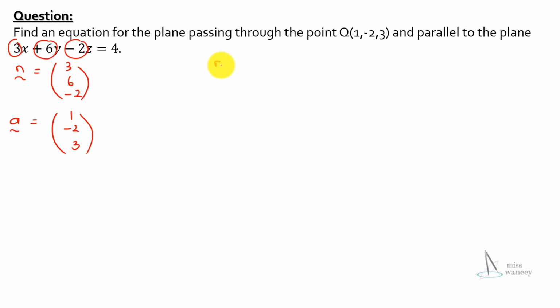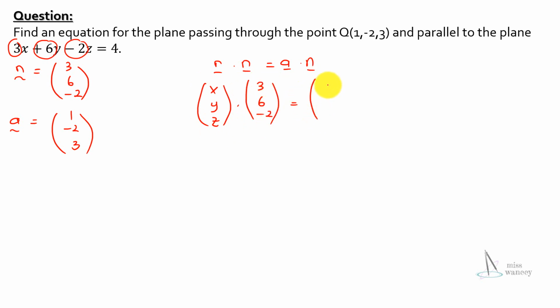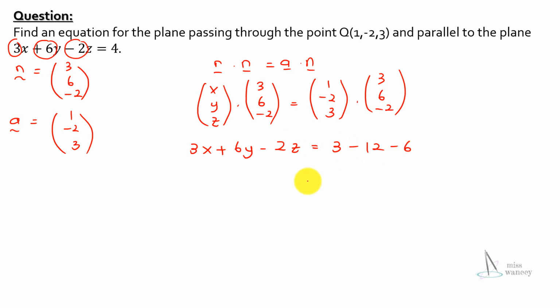So now let us substitute into the formula r dot n equal to a dot n. So r is x, y, z, dotted with the n, 3, 6, negative 2, equal to the fixed point 1, negative 2, 3, dotted with 3, 6, negative 2. So we're gonna do the dot product. So 3x plus 6y minus 2z equal to, so 3 minus 12 minus 6. So this is negative 15. So we're gonna get 3x plus 6y minus 2z equal to negative 15.